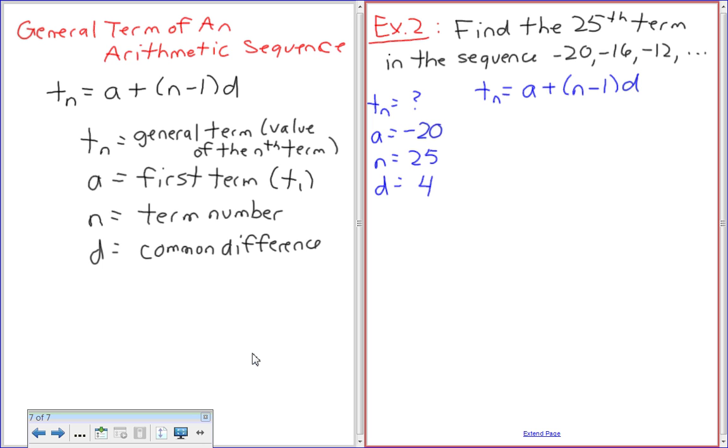Caitlin, since you weren't here for the main part, can you sub some numbers into my equation for me, please? Go ahead. Excellent. Okay, that's the equation. Amanda, what is 25 minus 1, please? 24.